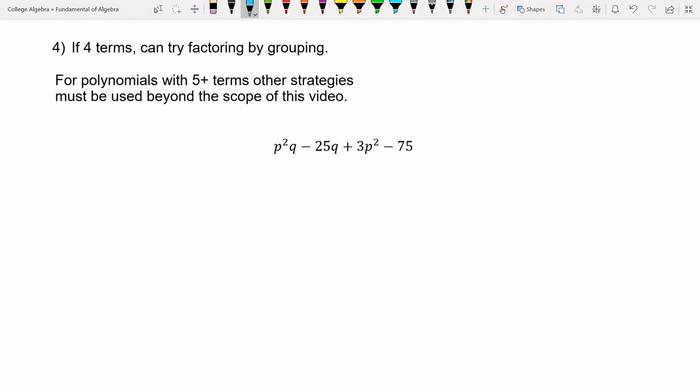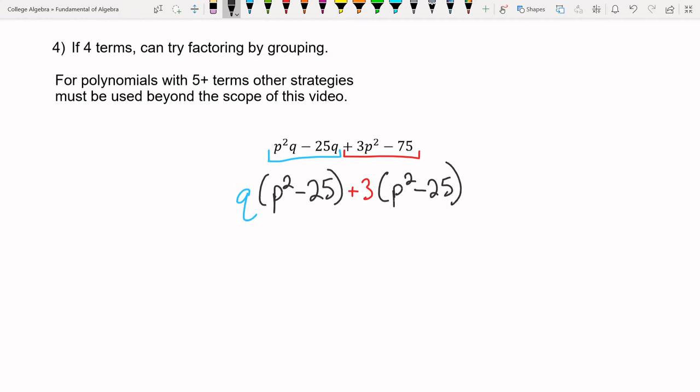So we'll look at the first 2 terms, and we can take out a q from those. That leaves us with p squared minus 25. The next 2 terms, we can take out a positive 3. It leaves us with p squared minus 25, which the black is the same now. So we can take that out. And on the outside, we have q plus 3. Now, we're not done here because we can factor down further this p squared minus 25.